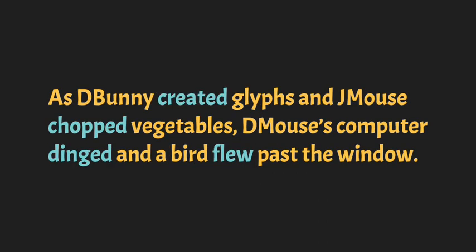We could say, as D. Bunny created glyphs and J. Mouse chopped vegetables, D. Mouse's computer dinged and a bird flew past the window. And it's just as beautiful.